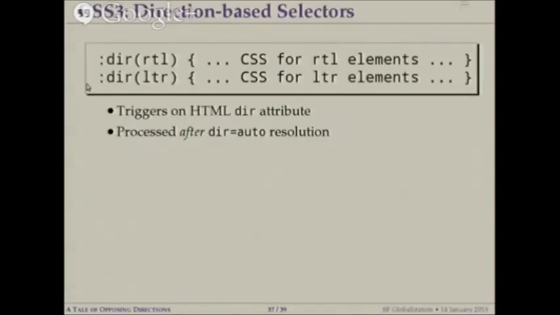There's some new features in CSS3 as well. There's direction-based selectors. So you can say for right to left elements, style them this way, and for left to right ones, style them the other way. This triggers based on the HTML dir attribute. It does not trigger based on any of the CSS properties. Another reason not to use the CSS properties. And these are also processed after dir equals auto is resolved. So if you have an automatically detected paragraph, it will match correctly based on its content.